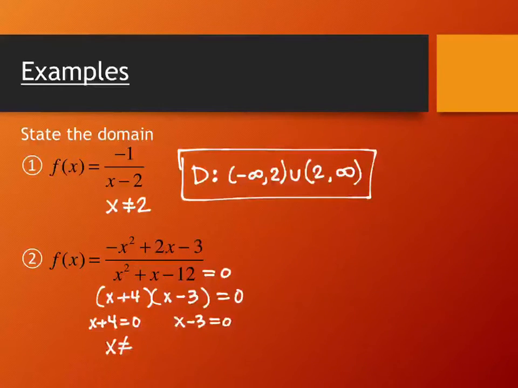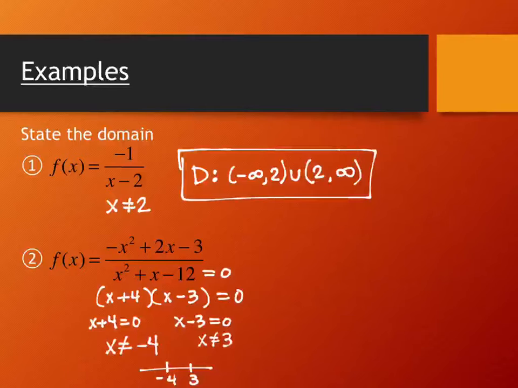x plus 4, what value can x not be? -4. So x cannot equal -4. How about the x minus 3? Yep, +3 is a no-go. So these are two values that I cannot have. And of course, if you're thinking about a number line, -4 comes first, +3 comes second.